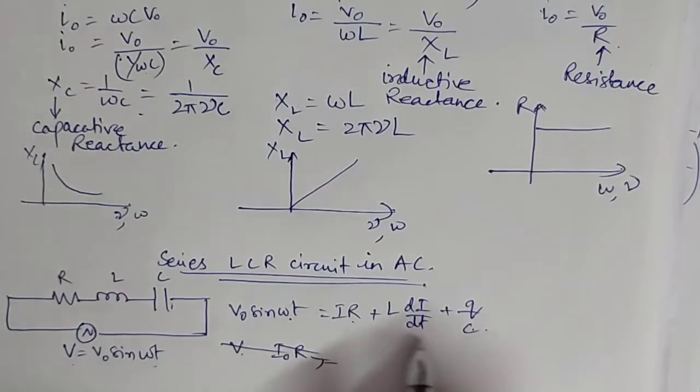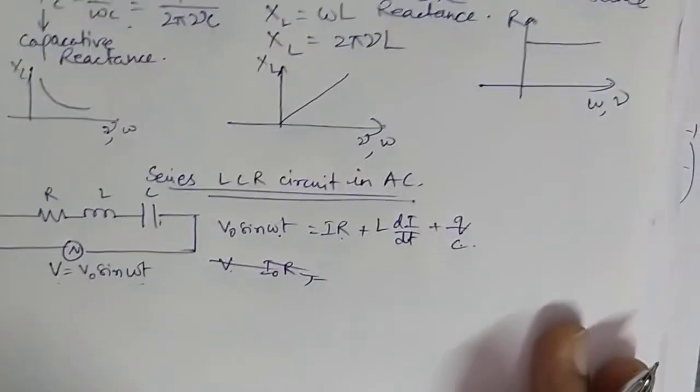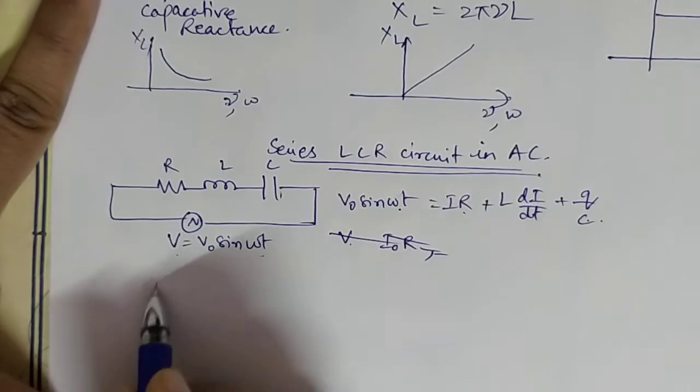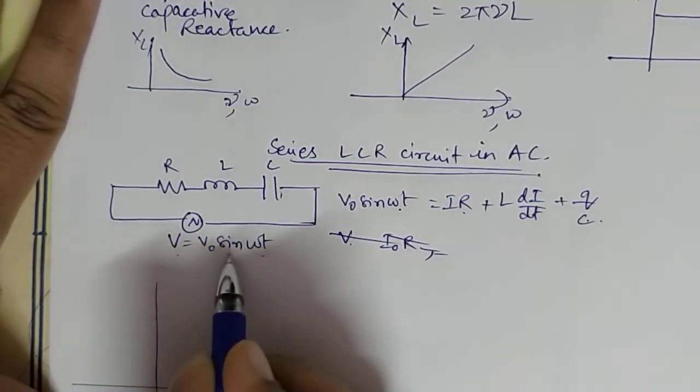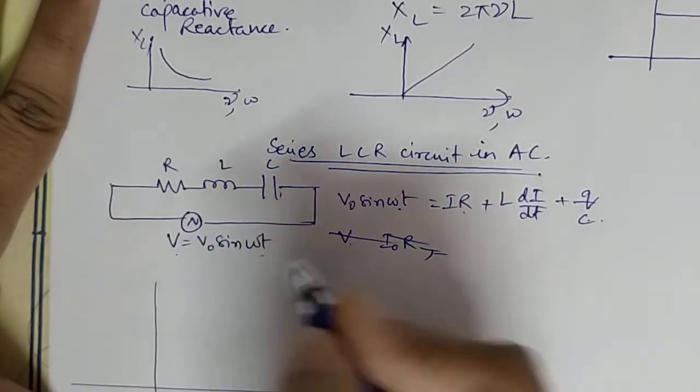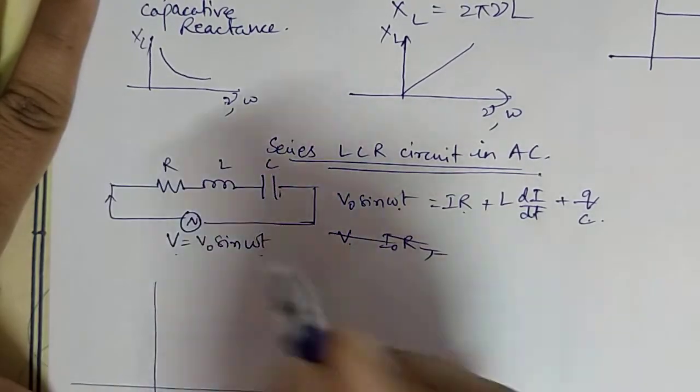Now because we are not using a differential equation to solve this, we will use a phasor diagram. So how to use a phasor diagram? Just below this I'll draw the phasor diagram. See, V is equal to V naught sine omega t, I've written. There will be some phase difference between the current and voltage.